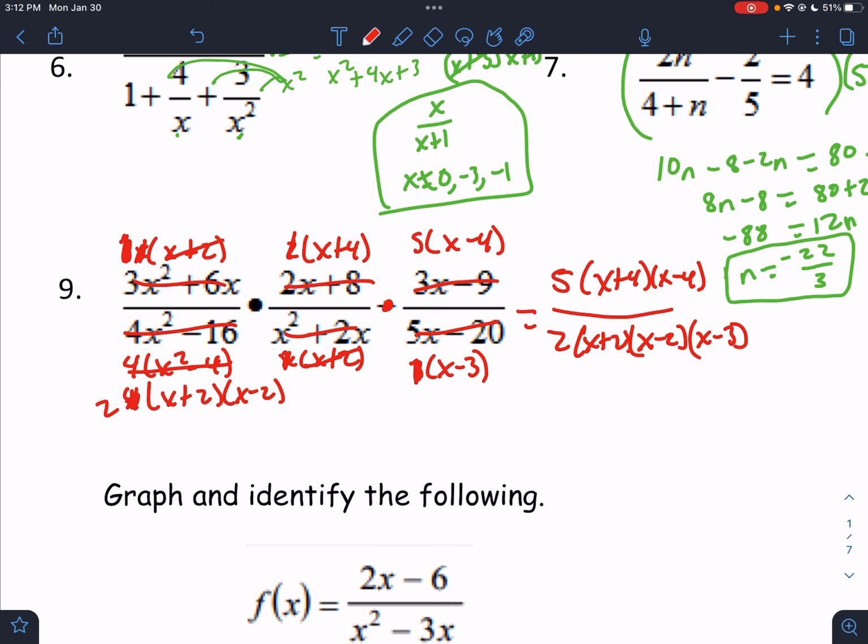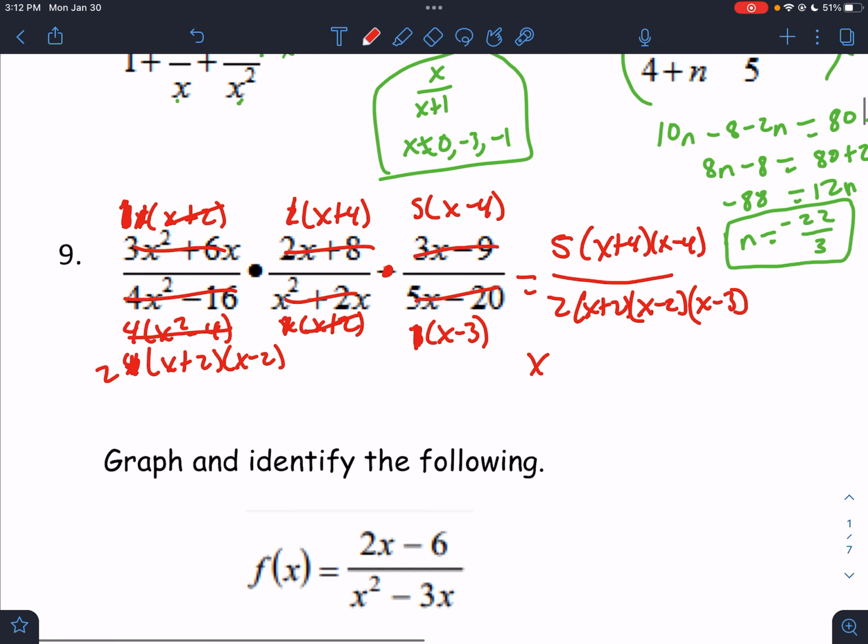Yep, I don't see any other things I can do. So then, things that x can't equal: look at all the denominators. Starting here, x cannot equal 2 or negative 2. How about here? That's another negative 2. How about here? That's a 3. And then this used to be a denominator before we flipped it. That's a 4. So 2, negative 2, a 3, a 4.